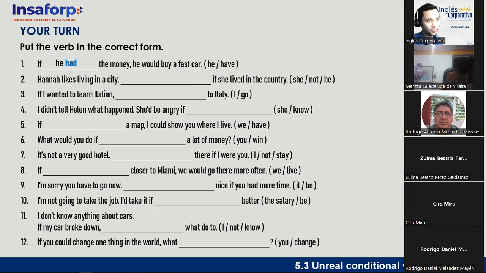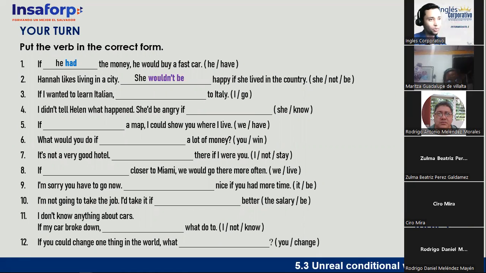Sería she. Mm-hmm. Who can help me? Wouldn't be. I'm sorry? She wouldn't be. Wouldn't be. Okay. She wouldn't be. Uy, se me quedó una palabra ahí. Lo siento, la vamos a poner. Happy. Okay. She wouldn't be happy if she lived in the country. Me había ido una palabra ahí que no estaba. She wouldn't be happy if she lived in the country. No sería feliz si viviera en el campo.